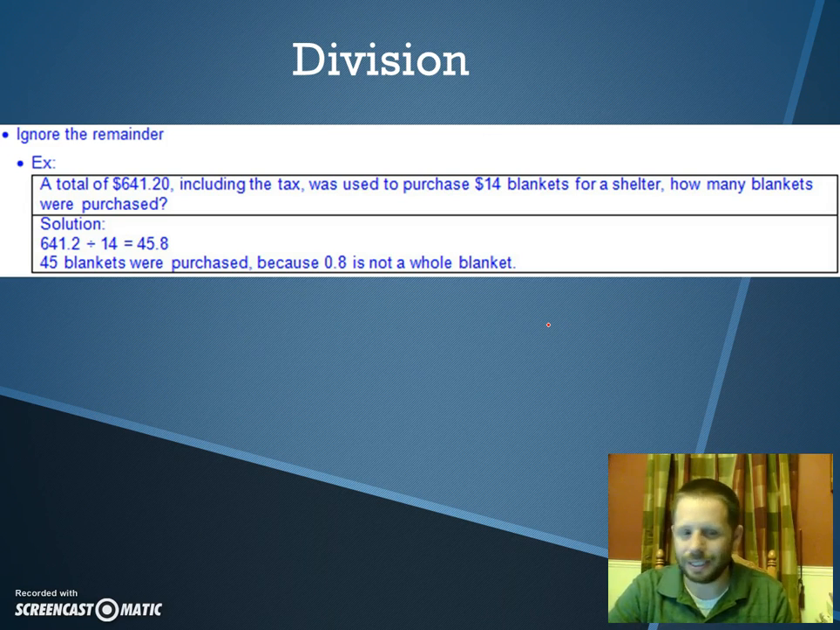Well, it doesn't make any sense that we purchased 0.8 of a blanket, right? So for this one, we would actually just ignore the 0.8. It's not a whole other blanket. So we really could have only purchased 45 blankets if it was $14 a blanket that we were paying for each blanket, okay? We couldn't have purchased 46. There wouldn't have been enough money there to do 46. So we just get rid of the remainder and say it's 45.